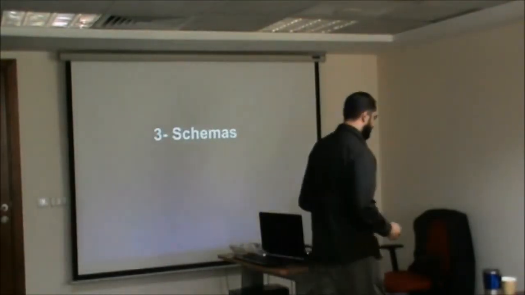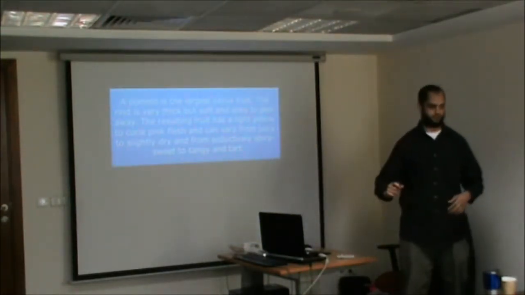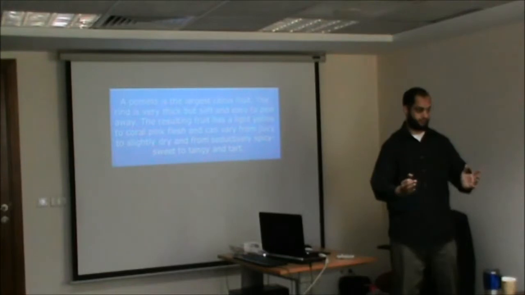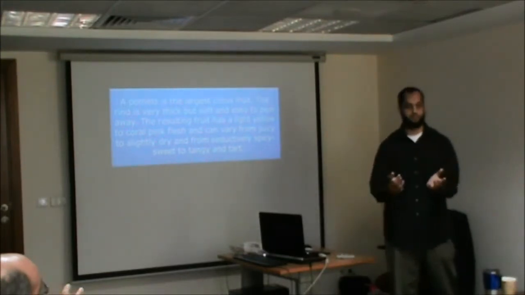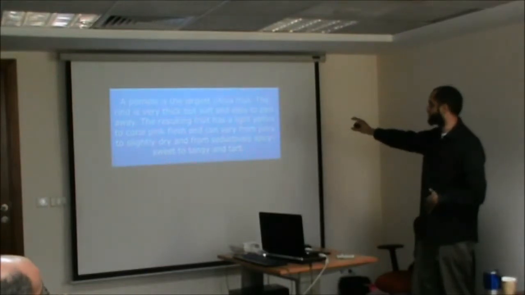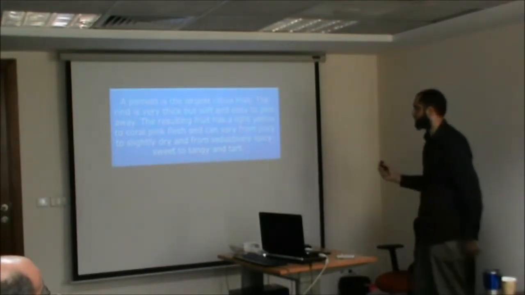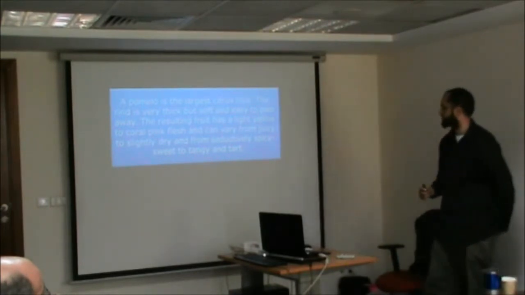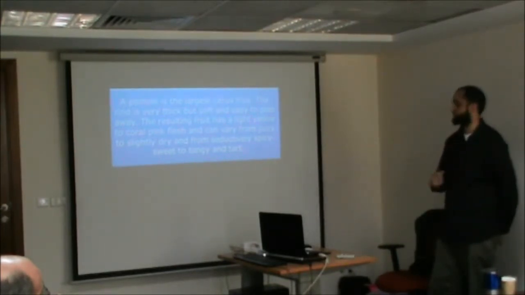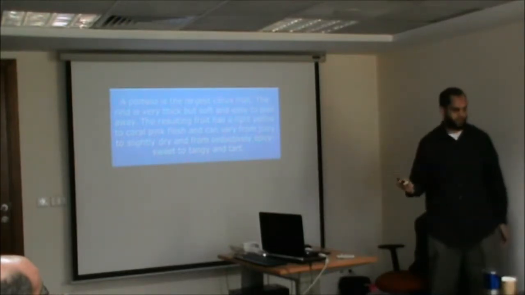In order to explain what schemas are, I'll bring an example. I want to explain a type of fruit called a pomelo fruit. I want to explain to my students what a pomelo fruit is. First explanation: Pomelo is the largest citrus fruit. The rind is very thick, but soft and easy to peel away. The resulting fruit has a light yellow to coral pink flesh and can vary from juicy to slightly dry, and from seductively spicy sweet to tangy and tart. That's my first explanation, right?